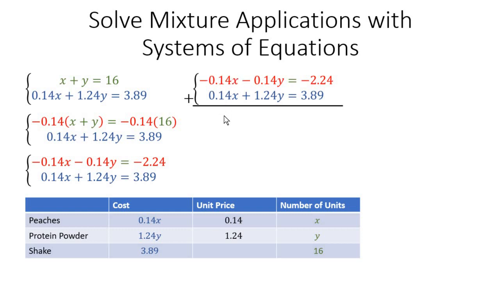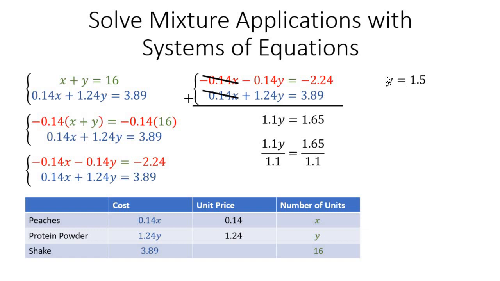So I'm going to add those two equations together. These are going to cancel out. And when those cancel out, I get negative 0.14y plus 1.24y is 1.1y. And negative 2.24 plus 3.89 is 1.65. To finally solve for y now, I divide both sides by 1.1. And when I divide both sides by 1.1, the left-hand side is just y, and the right-hand side is 1.5.